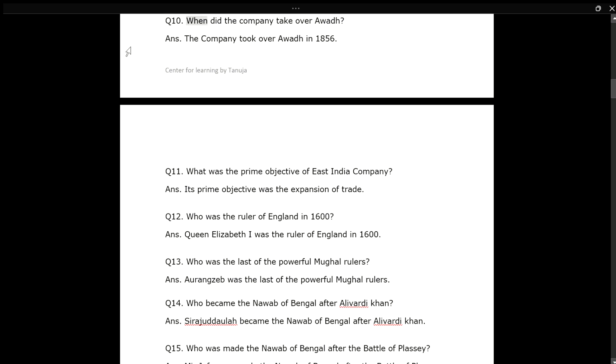Q10. When did the company take over Awadh? Ans. The company took over Awadh in 1856. Q11. What was the prime objective of the East India Company? Ans. Its prime objective was the expansion of trade. Q12. Who was the ruler of England in 1600? Ans. Queen Elizabeth I was the ruler of England in 1600.